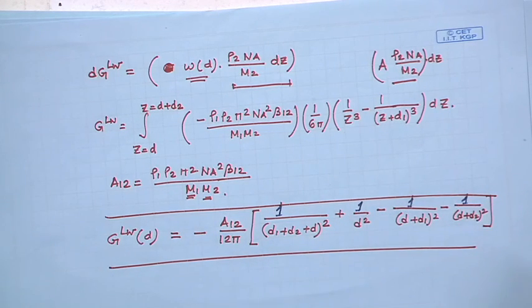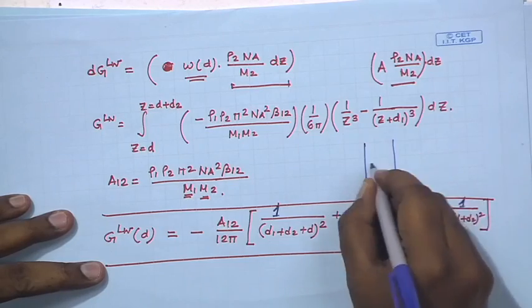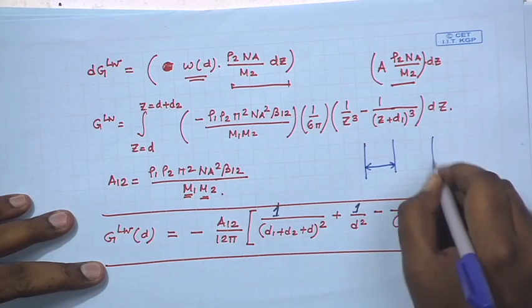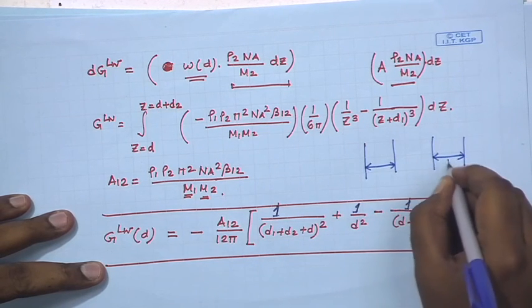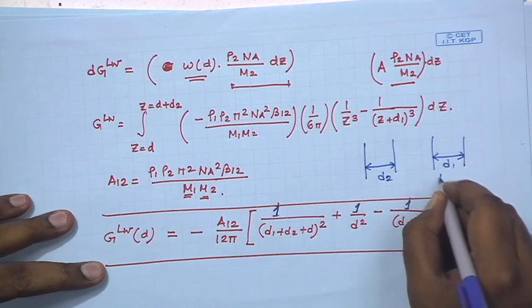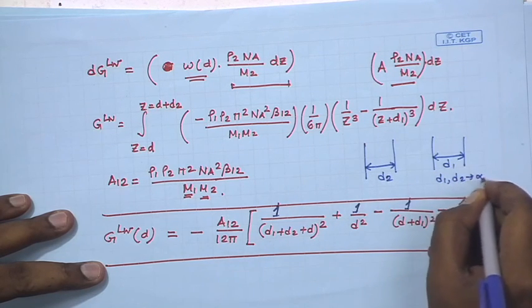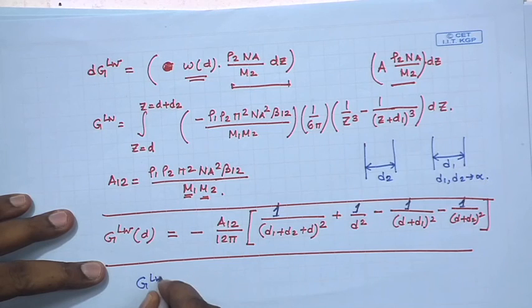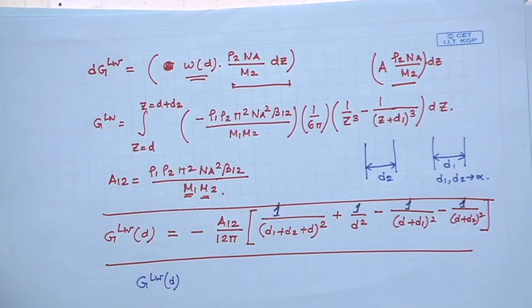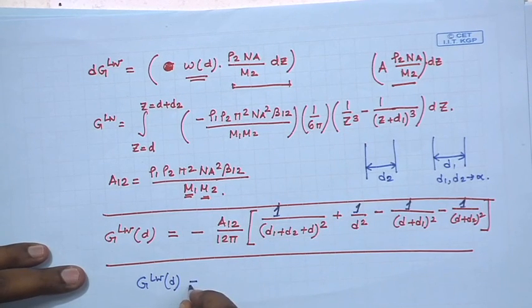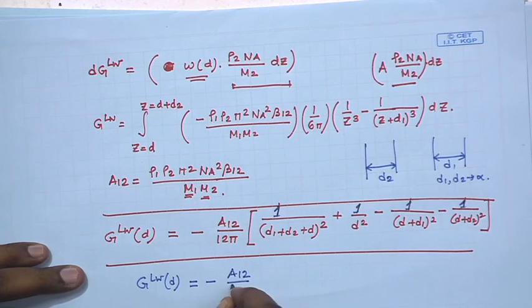I have said that the interaction scales as 1 by d square. Well, it is in fact true. What we have done is we have considered two surfaces of finite thickness. If you now consider that the two blocks are very wide, that both d1 and d2 tend to infinity, then you will find that GLW between two surfaces, only the two surfaces, actually becomes minus A12 divided by 12 pi d square.